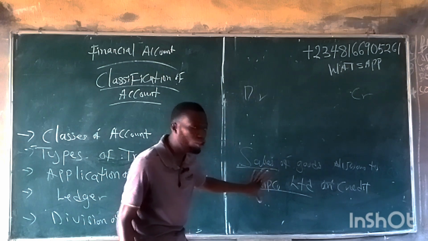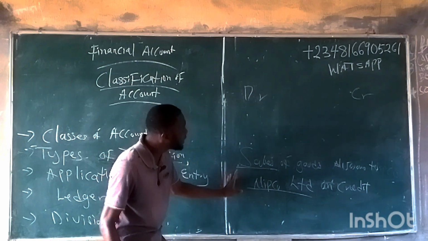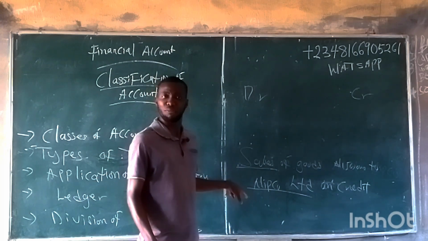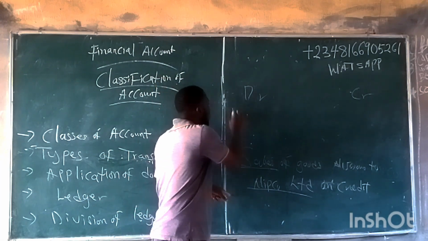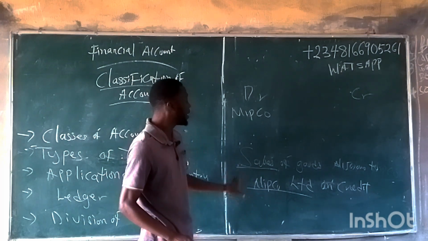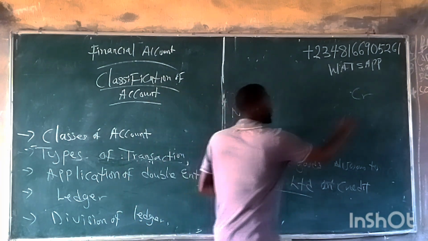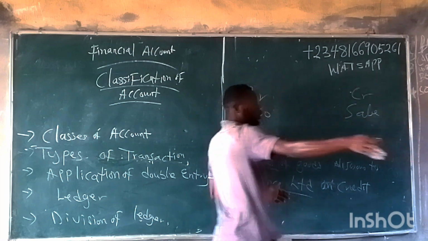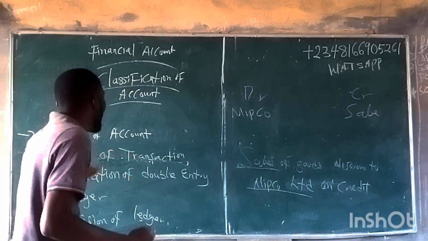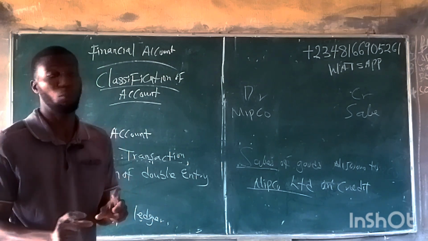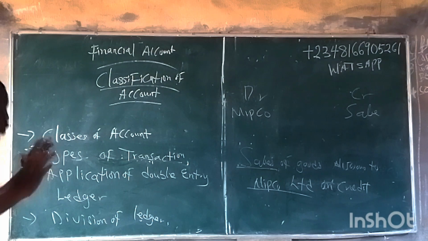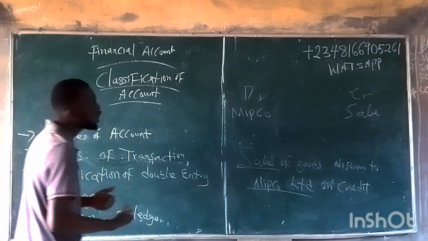In this illustration, when there are sales of goods of 150,000 to NIPCO, NIPCO is the one receiving the goods. So we debit NIPCO, because it's the one receiving the goods. Then we credit sales, because the goods are going out. This is just a simple illustration of how we can apply the double entry principle, which is the background of the major concept in treating financial accounting.